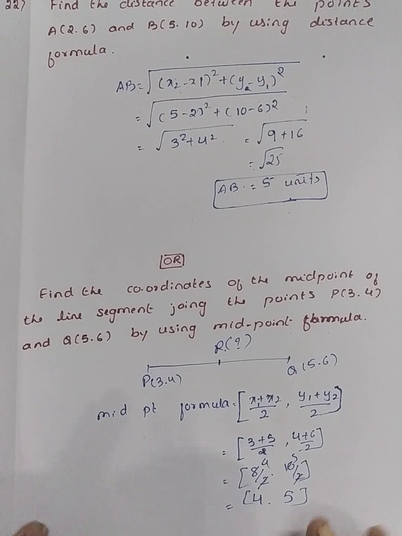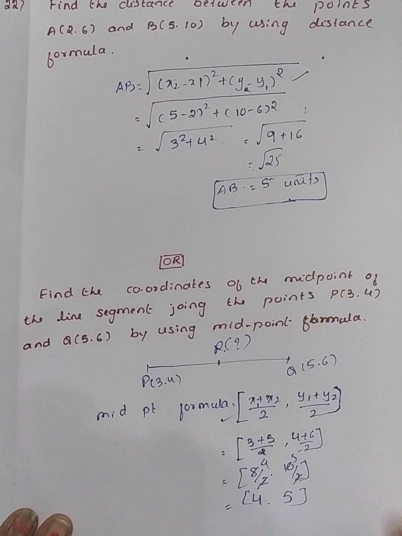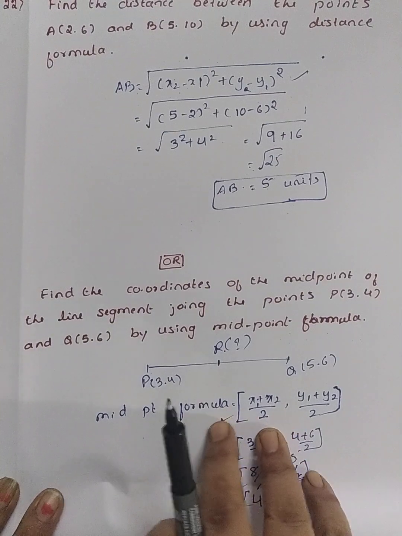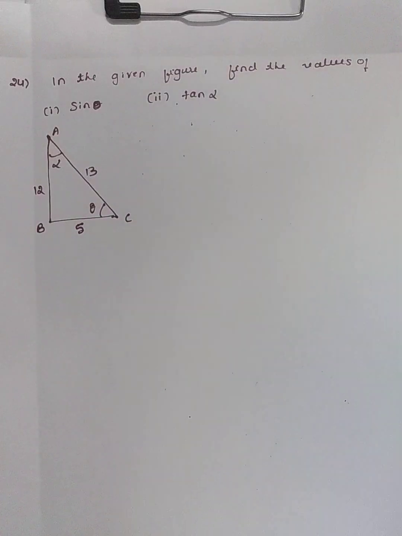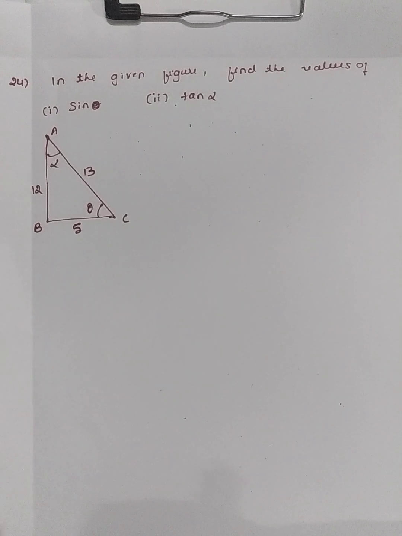We have to remember the formulas here, distance formula and midpoint formula. And next question is 24. This is the 2 marks last question, means 8 questions are there, 2 8s are 16 marks.